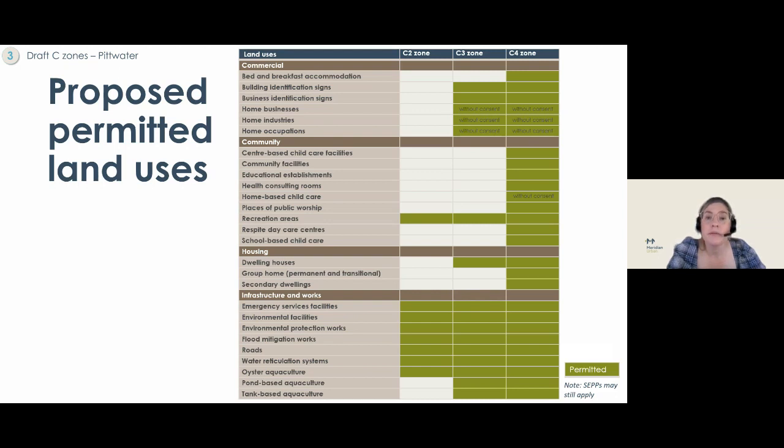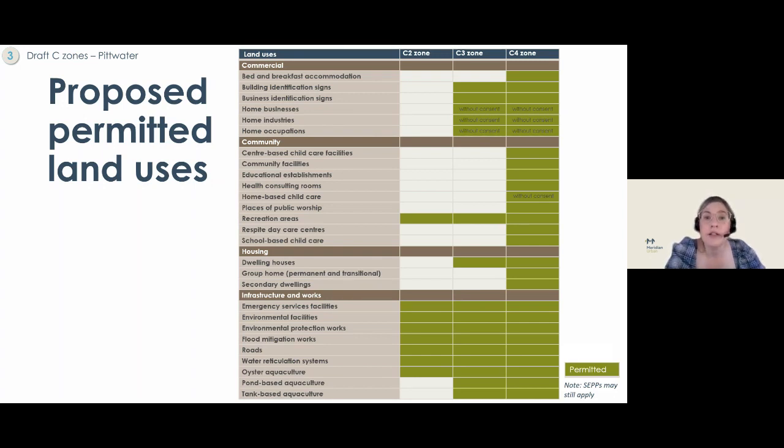This slide shows the proposed permitted land uses for the C2, C3 and C4 zones. Dwelling houses are not permitted on land zoned C2 under the existing local environmental plans. However, dwelling houses are permitted on land zoned C3. This is not proposed to be changed. The C3 zone is proposed to not permit land uses that may not be compatible with high-risk natural hazards, including childcare facilities, community facilities, educational establishments, respite daycare centres, group homes and secondary dwellings.